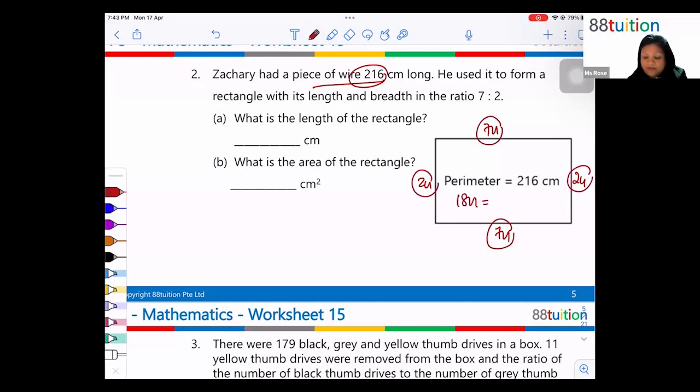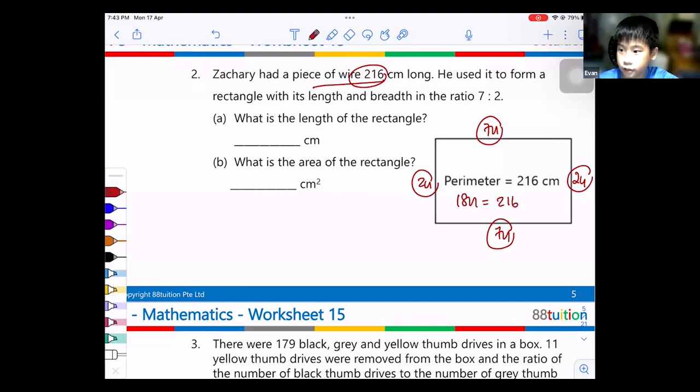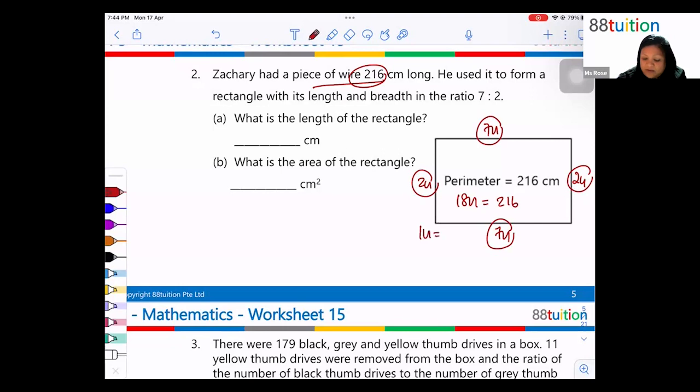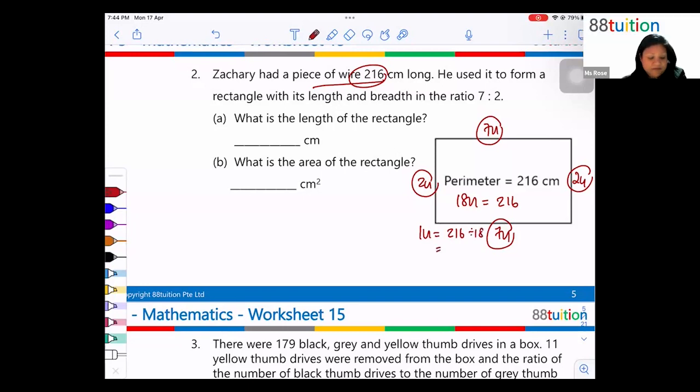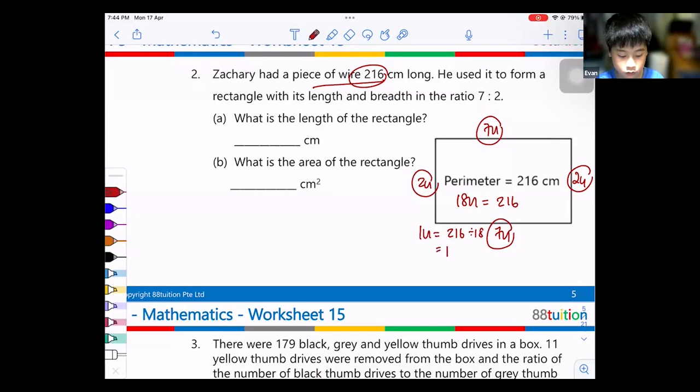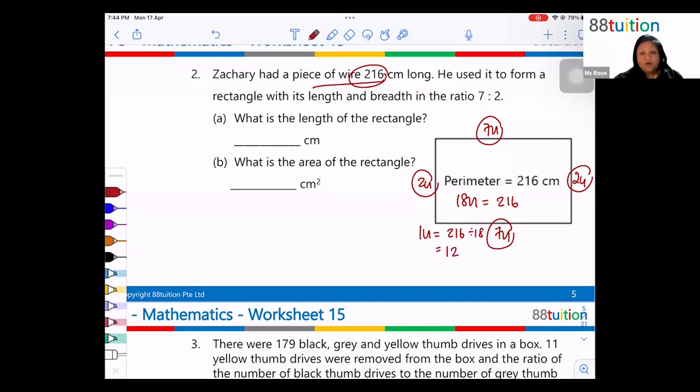So that means 18 units is 216, right? Then we need to find 1 unit. Very good. So how do I find 1 unit? We do 216 divided by 18. 216 divided by 18 will give you 12. Yes. Okay.